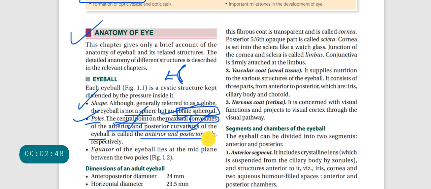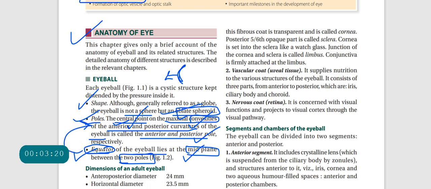Then comes the equator of the eyeball. The equator lies in the middle, because see the earth, the equator is lying at the middle plane of the earth. Same for the eyeball, it would be lying at the middle plane between the two poles, the upper and the lower one, or in the eye, the anterior and the posterior poles we studied.